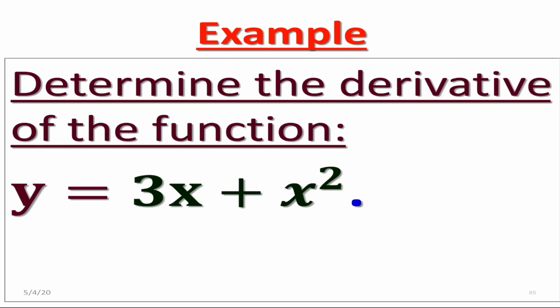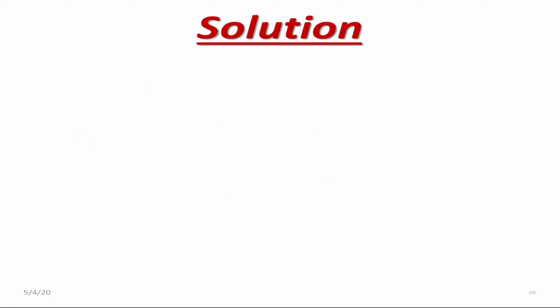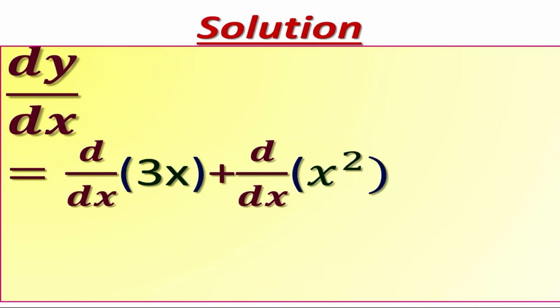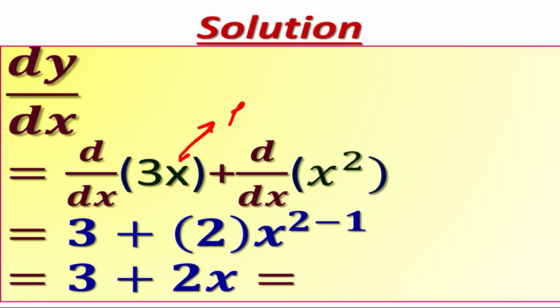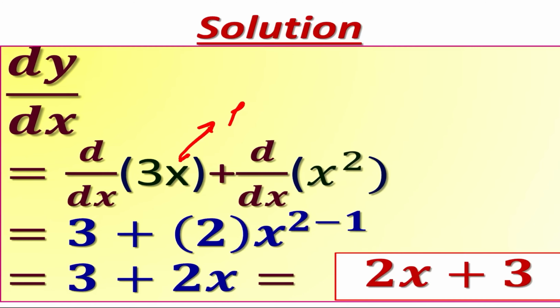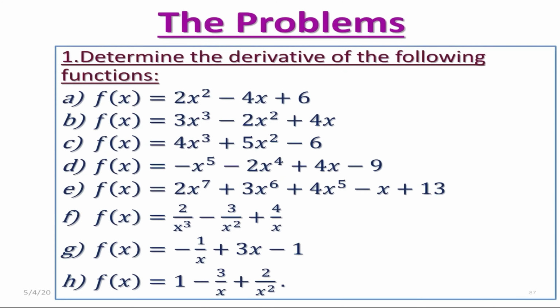Now let's have a look at an example. Say we have y equals 3x plus x squared and we need to differentiate this function. All you want to do is take the derivative of the first one, which is 3x, and take the derivative of the second function, which is x squared. So again, we want to differentiate one piece at a time. The derivative of 3x is going to be 3, since the derivative of x, remember, is just 1, so x goes away. And the derivative of x squared, by the power rule, is 2x to the power 2 minus 1. It becomes 3 plus 2x, which leaves you with 2x plus 3. Some problems?